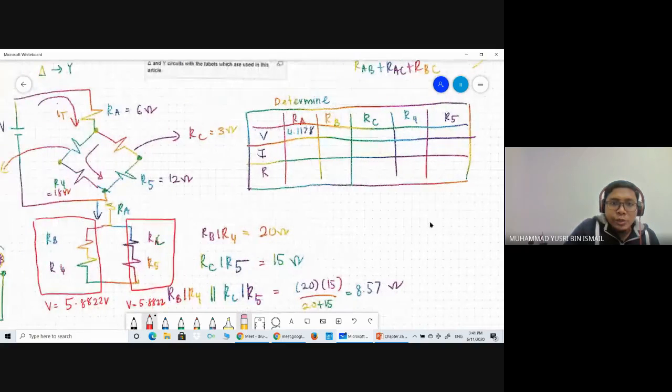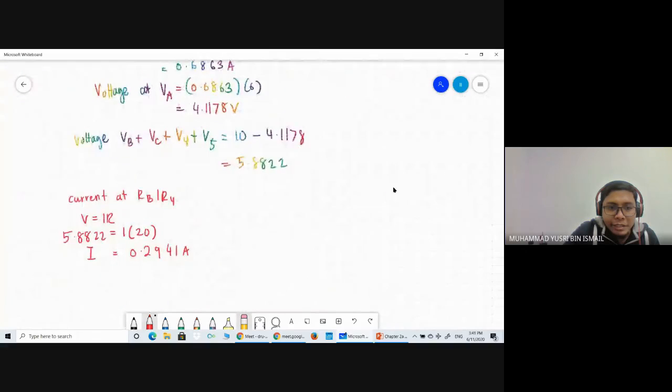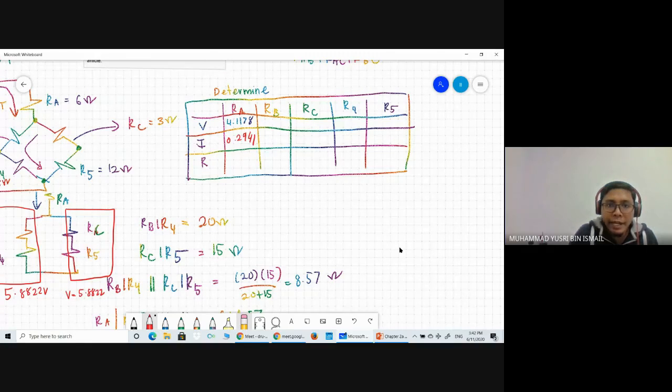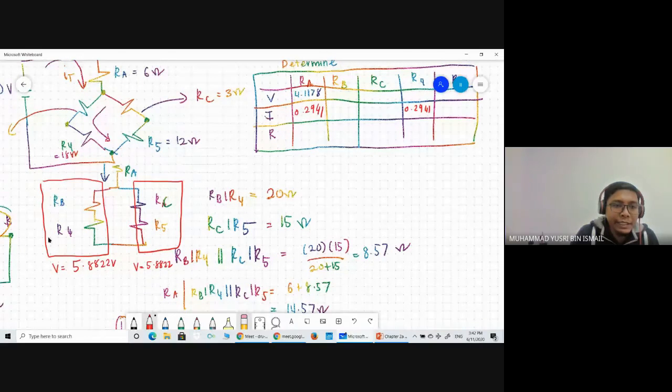So now we have the value of the current flowing at RB and R4 is 0.2941. Why do I know the current flowing at RB and R4 is equal? Because it is a series circuit.